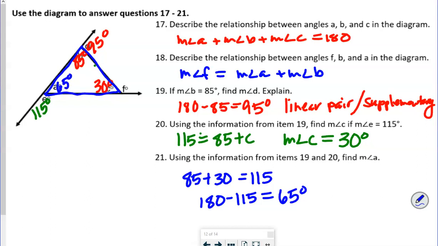Now we also could have subtracted what? We could have subtracted the 115 from 180. Y'all see this right here? Let me show you. Right there's 180 degrees, right? So to find that angle, we could have also done 180 minus 115, which would have given us 65 as well. Either way would have worked.